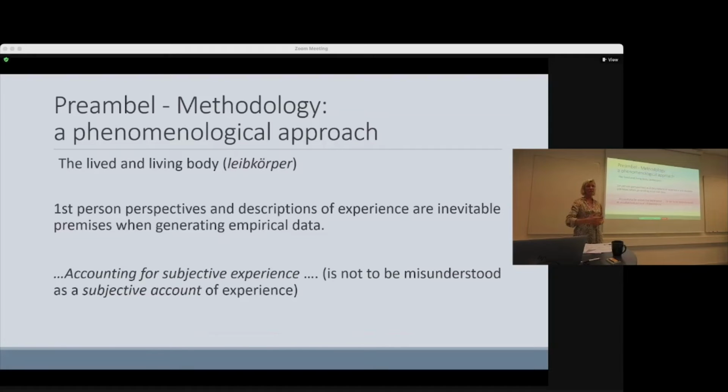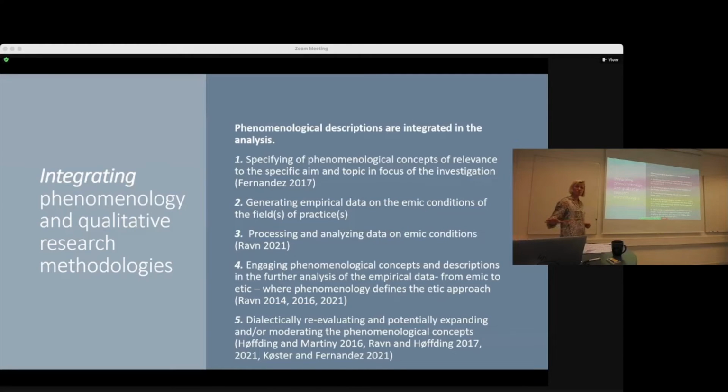So I might ask people, or I ask people what they experience and what they sense, but these descriptions are never the results in themselves. I bring them into a further analytical process. It looks like this. This is super short, but just maybe some of you want to discuss that afterwards.